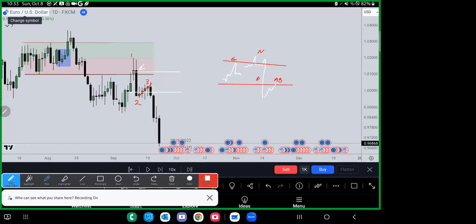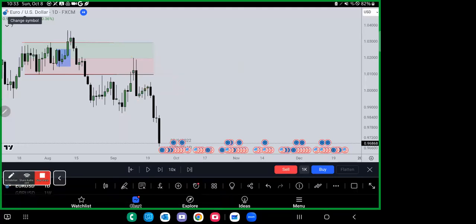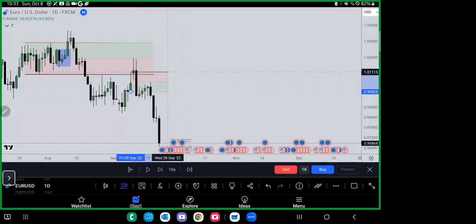right? Price comes back up here and then it redistributes. Okay. So even if we measure this point of this candle, almost right to the mean threshold or the fair value point or fair market value point of this little range.